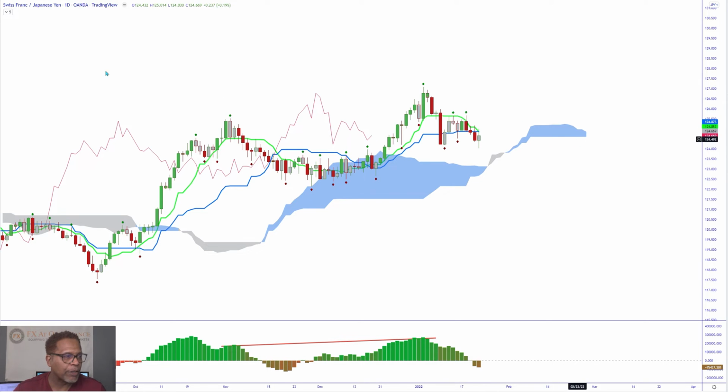First of all, the cloud is flat. We don't have much momentum. The cloud is very flat and starting to roll down to the downside. We're getting ready to see maybe a Kumo twist.